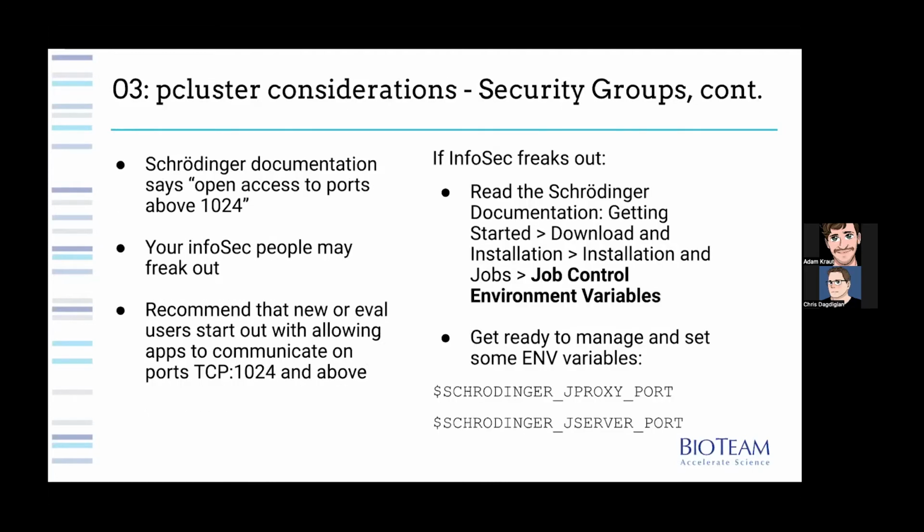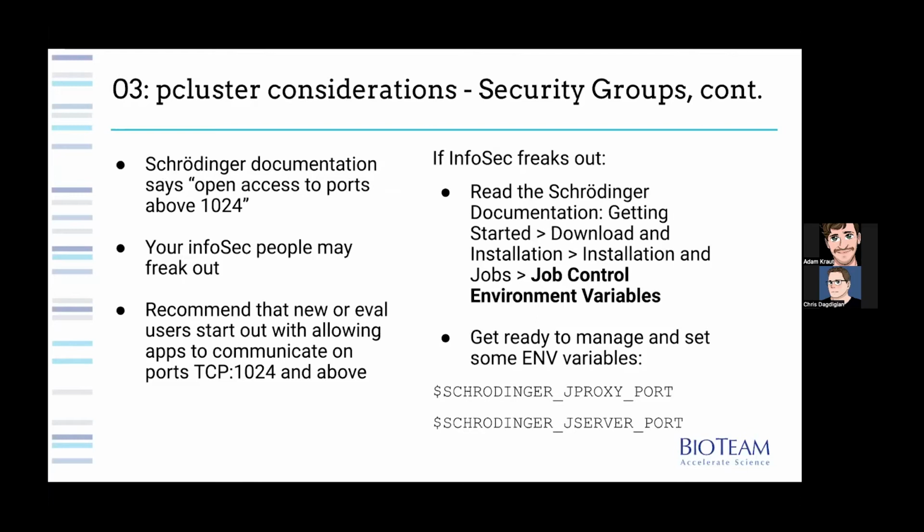This is the area about security groups: Schrödinger documentation really bluntly states that you want to open access to every port above 1024. That's the type of language that really freaks out InfoSec people. They don't like opening wide port ranges for things like that. So my recommendation is, if you're just starting out and you have to have the conversation, push forward with a trial or a pilot that does open up the ranges above 1024.